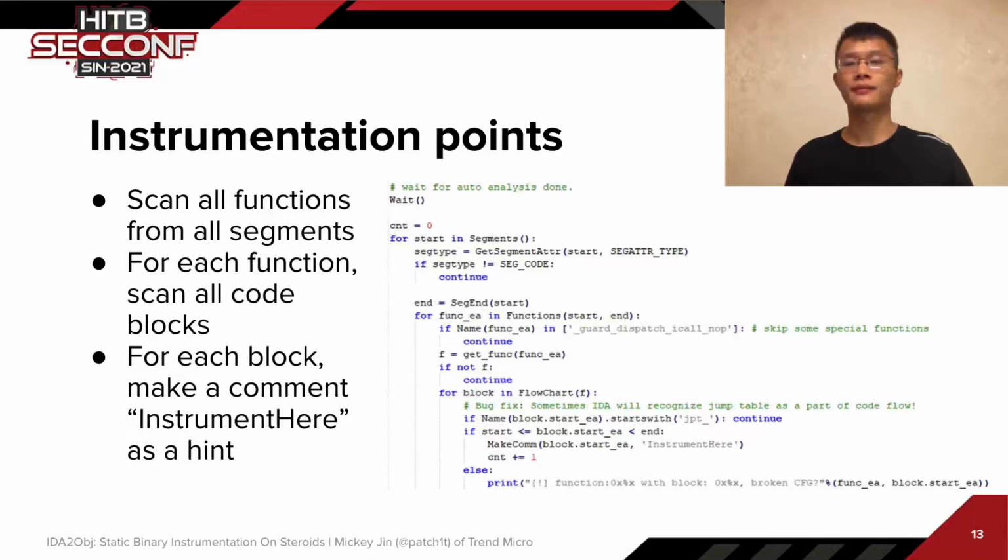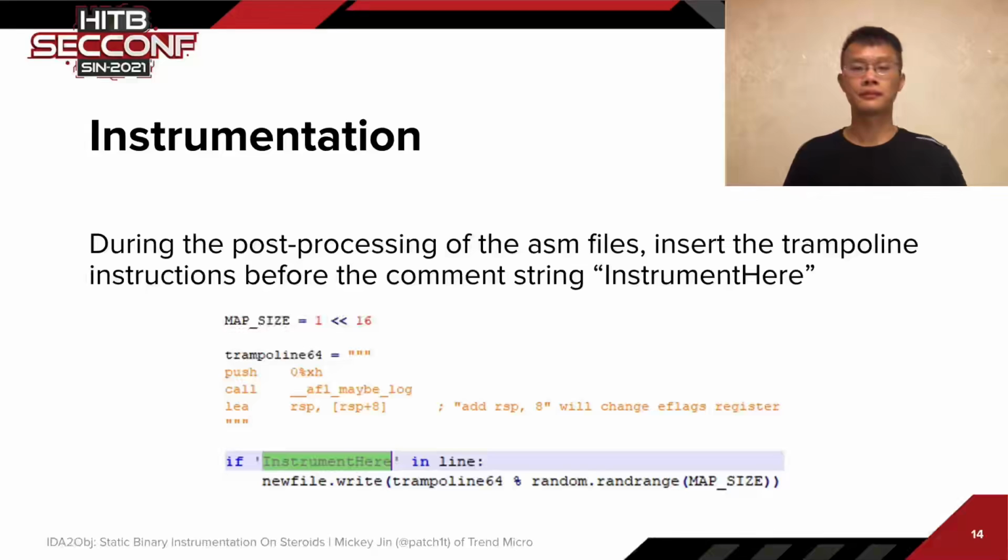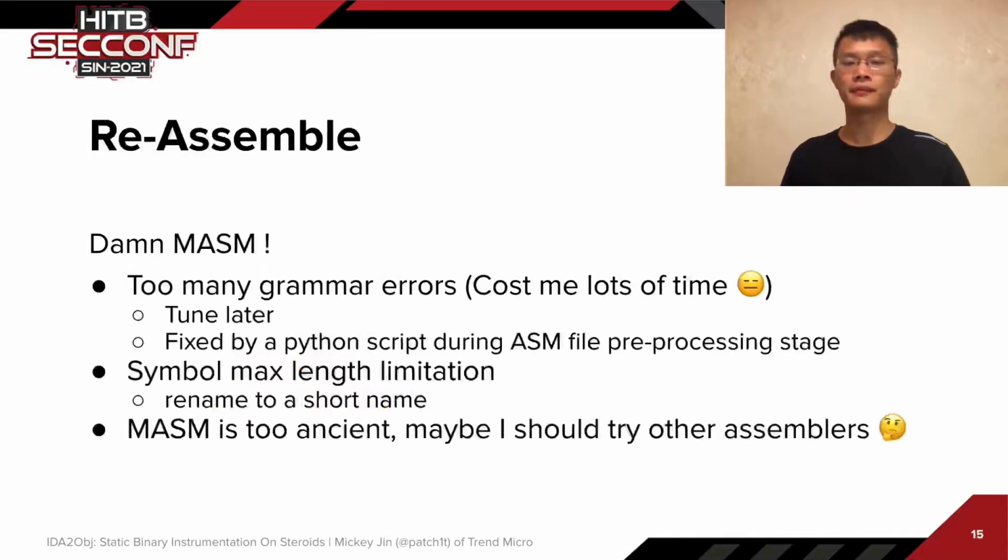During the post-processing of the assembly files, insert the trampoline instructions before the comment string "instrument here". Now is the time to reassemble, which is the most difficult stage. There are too many grammar errors to handle, and this cost me lots of time. I have written a Python script to do them all during the assembly file pre-processing stage.